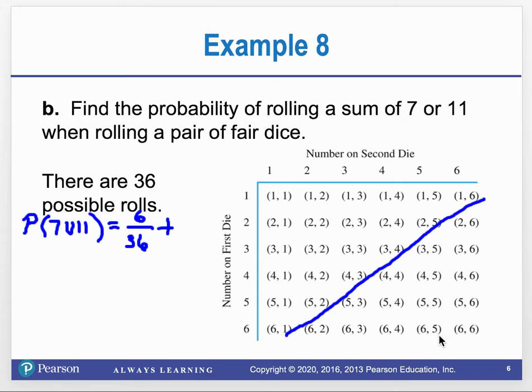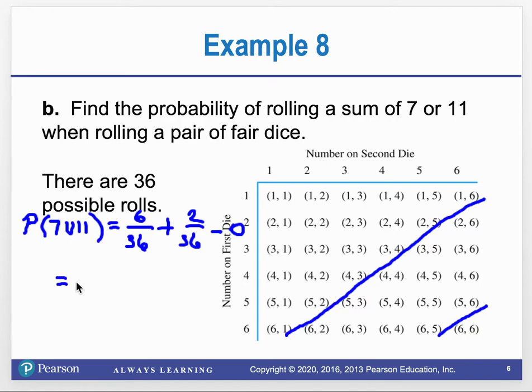plus the probability of you rolling an 11, right? There's only 2 ways that can happen, minus the probability that it's a 7 and 11 on the same roll, and that can't happen. These events are mutually exclusive, right? I can't roll a pair of numbers that give me a 7 while at the same time adding to 11.